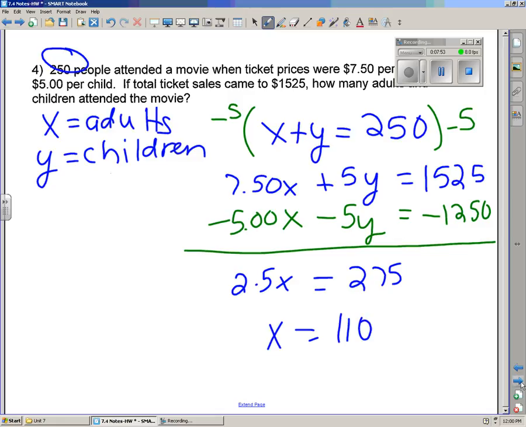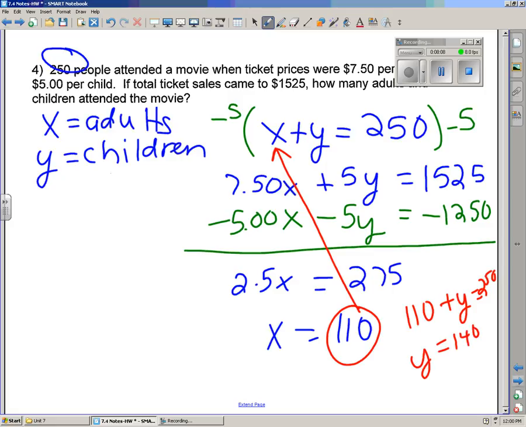So what I need to do is figure out if there's 110 adults, well, how many kids were there? Well, 110 plus y equals 250, y equals 140, and that's how many kids there are. So there are 110 adults, and then there are 140 children.